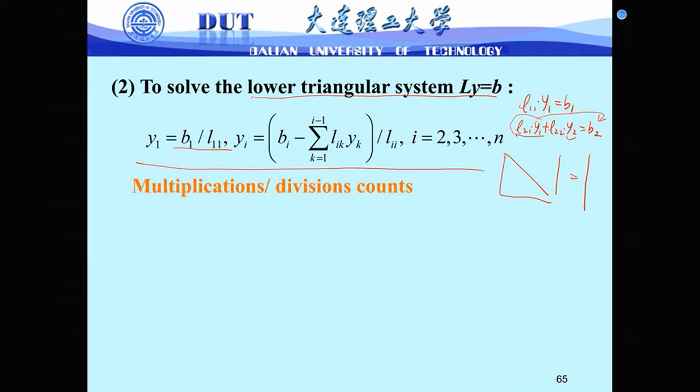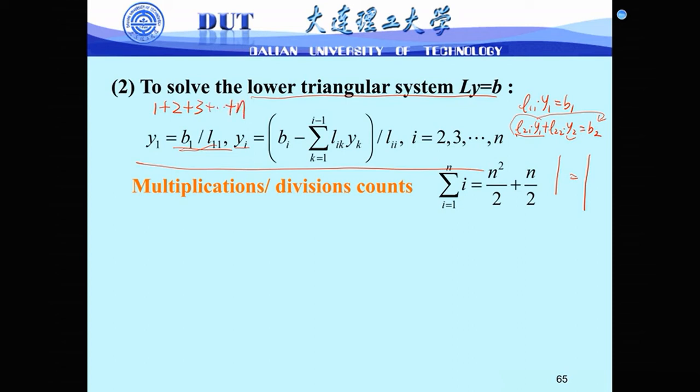And how many multiplications do we need? Now you see, to obtain y1, we need one division. To obtain y2, for example, here we need a multiplication, and then we need to divide by L22, so one division. So to solve y1, we need one division. For y2, we need twice: once multiplication and once division. So 2. And you should know y3 is 3 times, and the last is n.